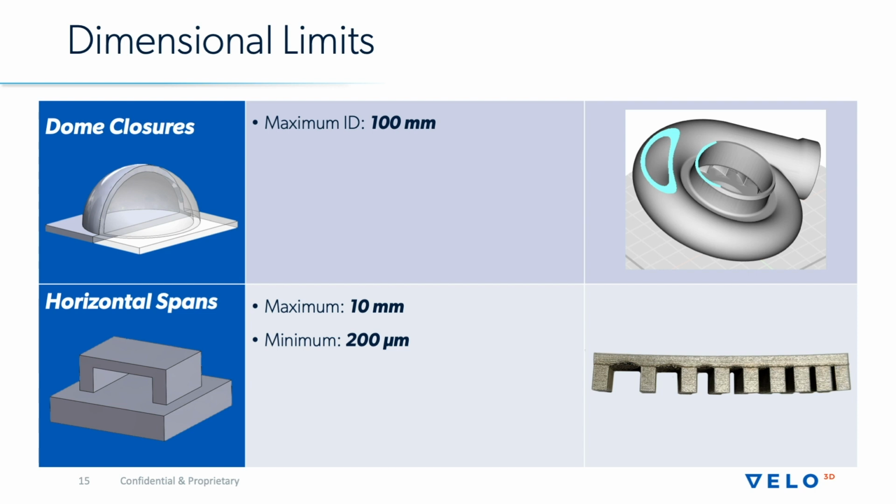And here for reference too, I also have a maximum horizontal or 0 degree span of 10 millimeters and the minimum about 200 microns. You're seeing a part here on the right where the largest span on the left is about 10 millimeters. And the one in the image, the minimum span there is about 1 millimeter. It's not quite down to 200, but we can maintain 200 microns between two vertical walls consistently without any closures or defects.